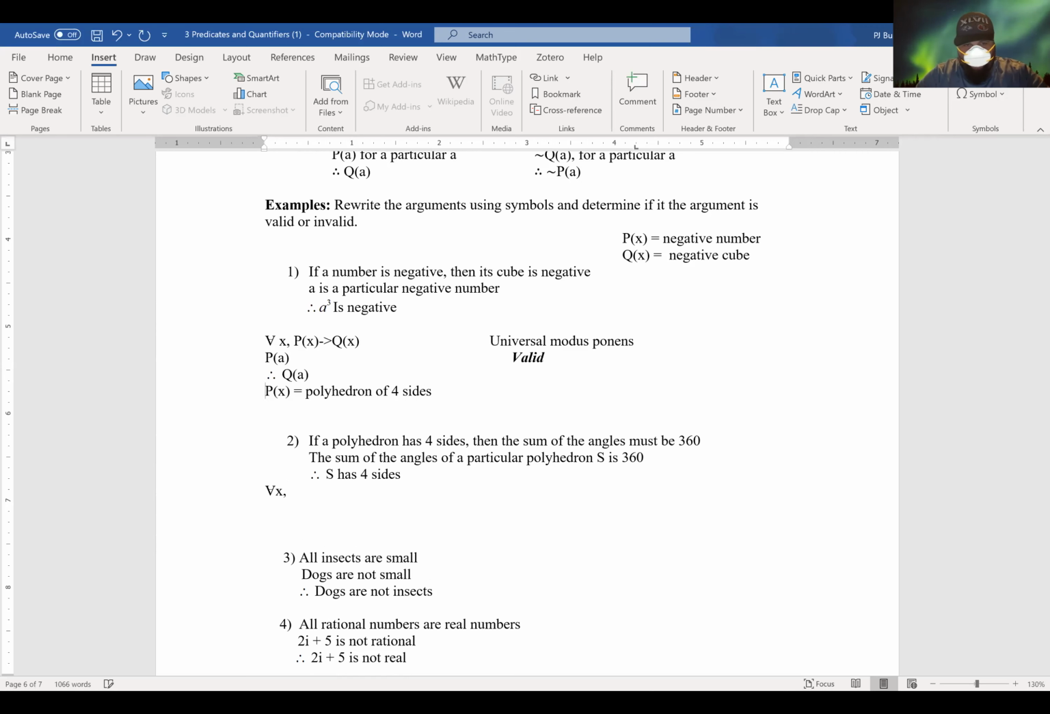Really? When I hit tab, it goes all the way over there. Okay, that's P of X. Q of X is going to be sum of angles is 360. So the first statement says if P of X, then Q of X, right?